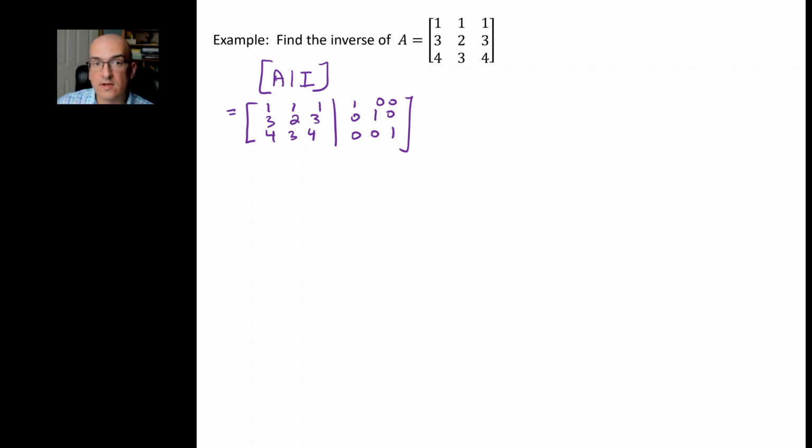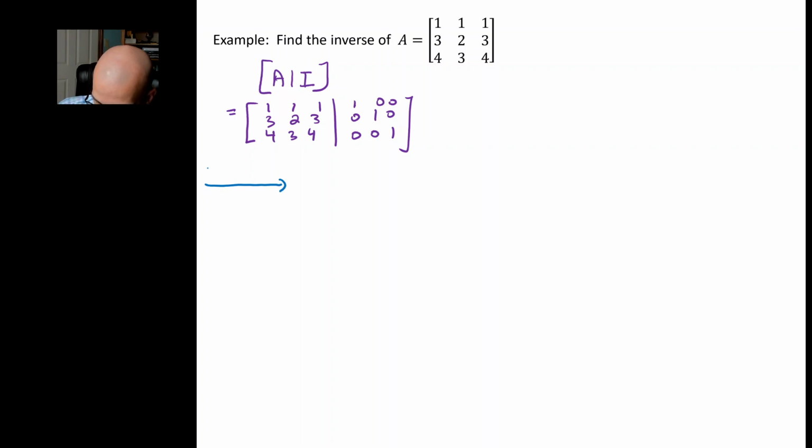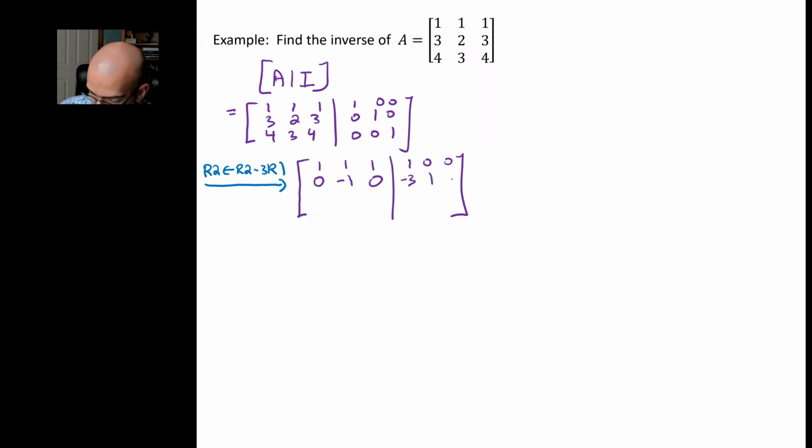Top left leading 1, deeply unsatisfied with its current situation. It needs to be reduced. It needs to be happy. To make it happy, we're going to replace row 2 with row 2 minus 3 row 1. So 1, 1, 1, 1, 0, 0, since we're not changing that row. We get 3 minus 3, 2 subtract 3, 3 minus 3, 0 minus 3, 1 minus 0, 0 minus 0.